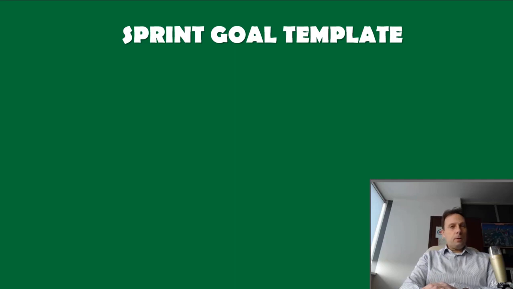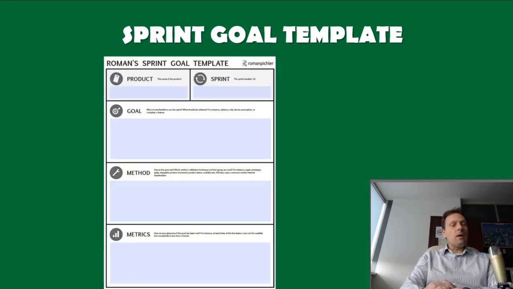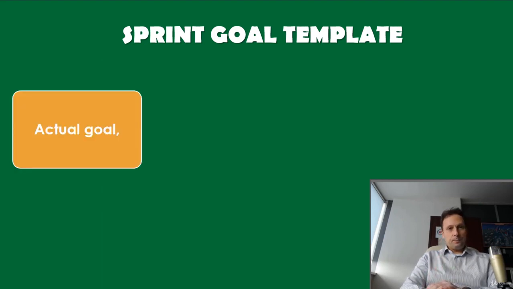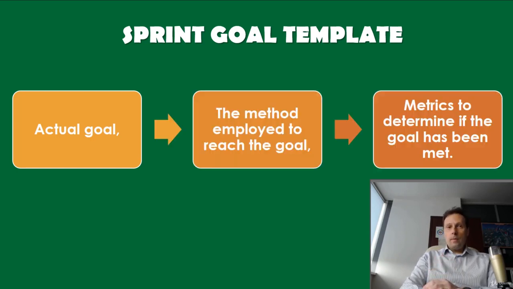Now let's see the sprint goal template. Proposed also by Roman Pichler, the sprint goal template consists of 3 main parts: actual goal, the method employed to reach the goal, and metrics to determine if the goal has been met. It additionally provides a header section that allows you to state to which product and sprint the goal belongs. And you can check the resource section for the sprint goal template.